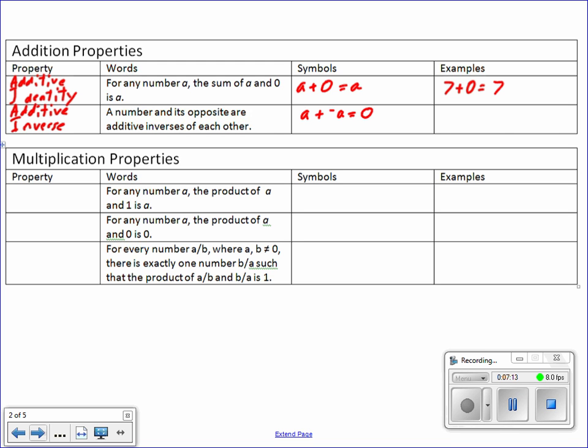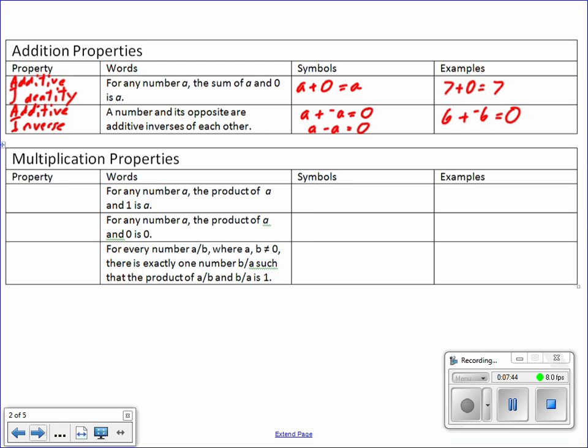That would also work for A minus A, because subtraction is really adding a negative. It's adding a negative, right? You can change subtraction into addition by changing that subtraction sign to an addition sign and making the number negative. So we have 6 plus negative 6 equals 0. That's the inverse of each other.